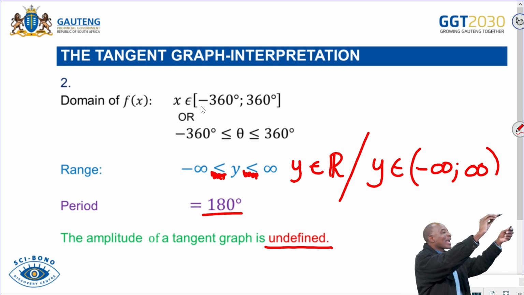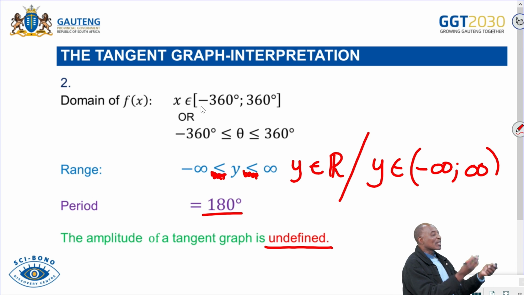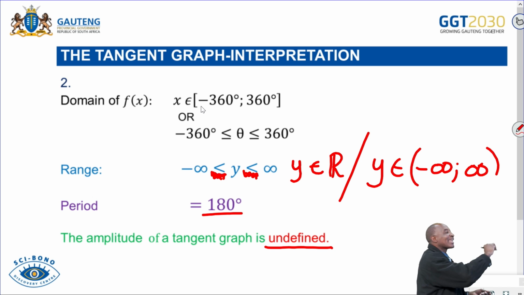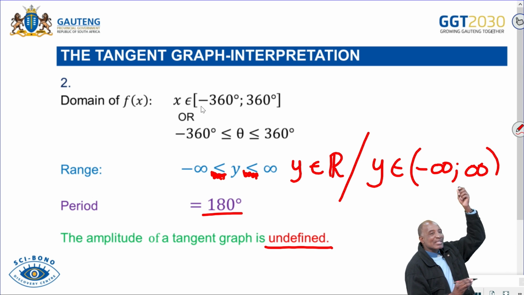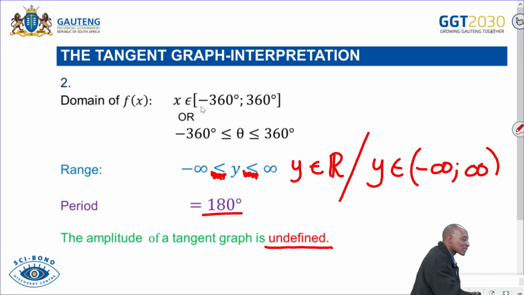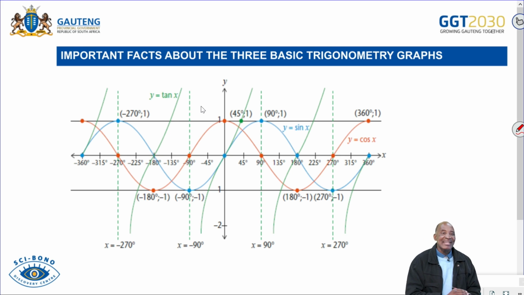So as we compare this tangent graph to the cosine and sine graph, you will find that this one does not oscillate. It's a wave that moves towards the positive infinity of y and towards negative infinity of y. Right? Secondly, its period is half a revolution, which is 180 degrees. Otherwise, its amplitude is undefined.